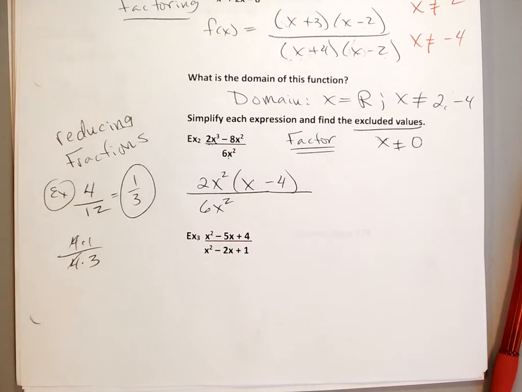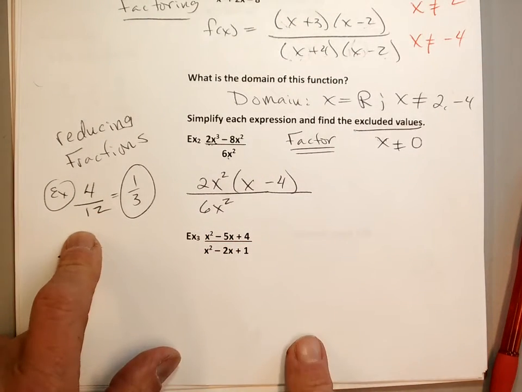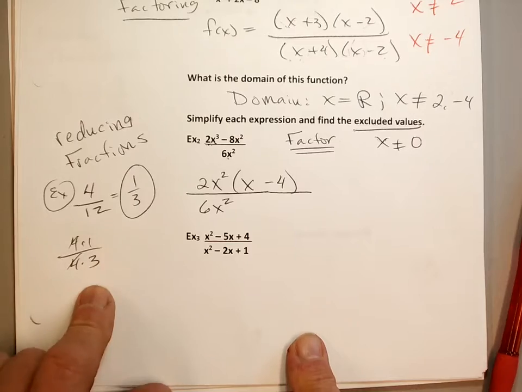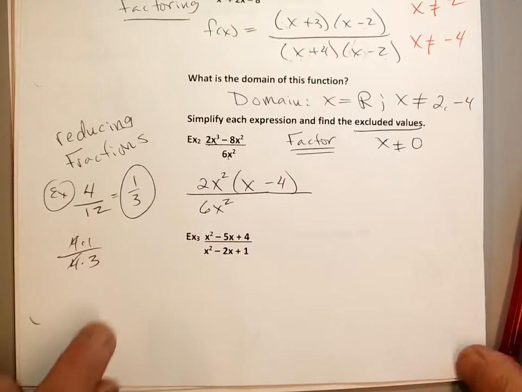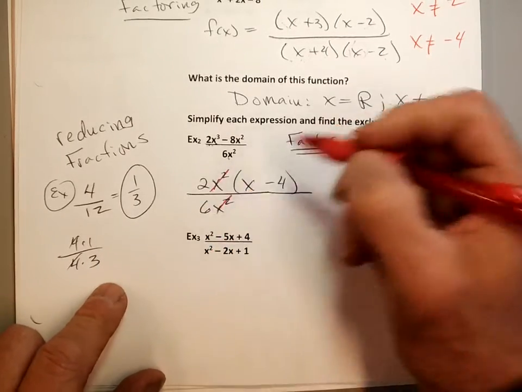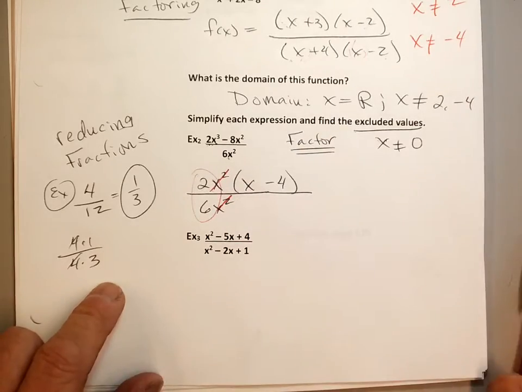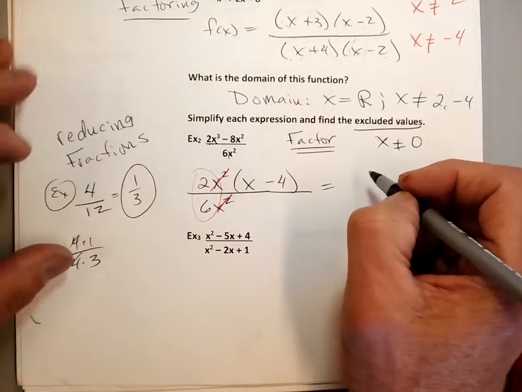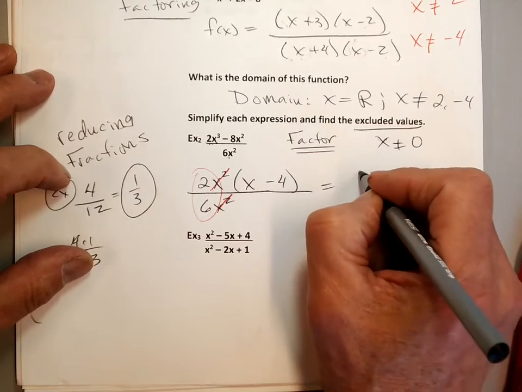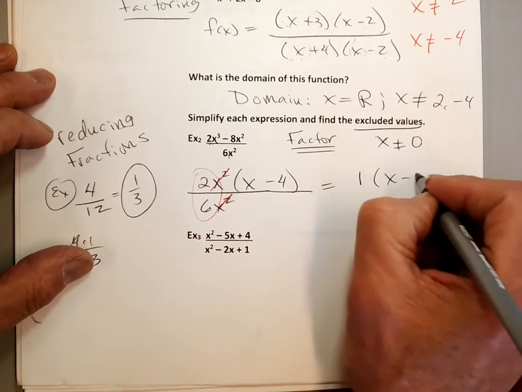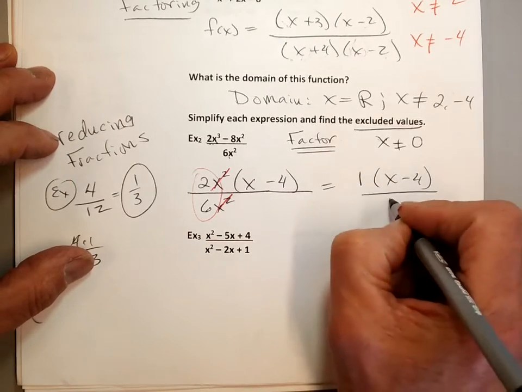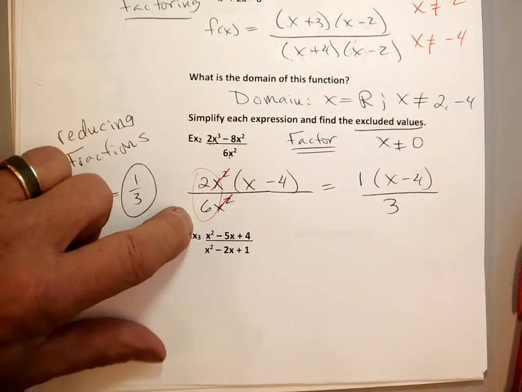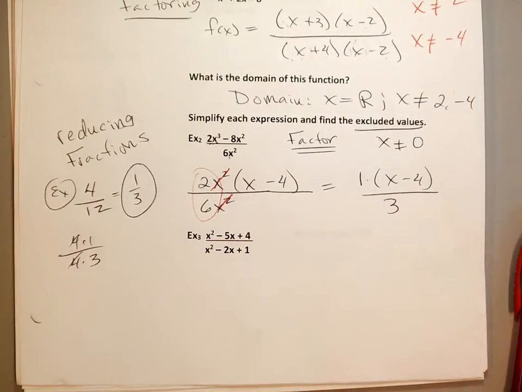Now I want to simplify it. I want to go ahead and reduce it, just like we reduced 4/12. So I do know the x squared cancels with the x squared, and 2 over 6 makes 1/3. So a simplified or reduced answer would be 1 times x minus 4 over 3, because I reduced my 2/6 into 1/3. You don't need the 1, but there it is.